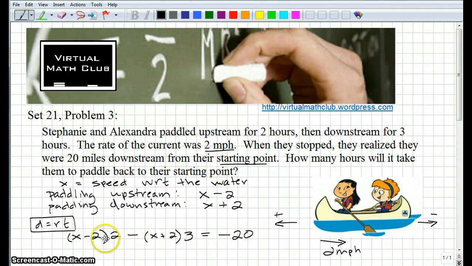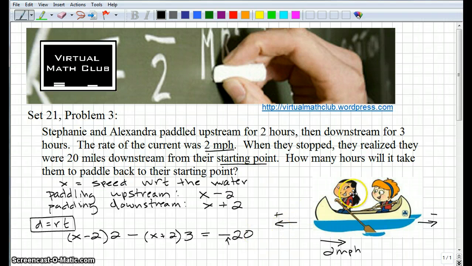So we've gone at a certain rate upstream, and then we've turned around, so we're going the negative direction. We go a certain amount downstream, and we end up 20 miles downstream from where we started. Okay, does that make sense? And the key thing is that the signs are important, right? So you need to know why that's negative.